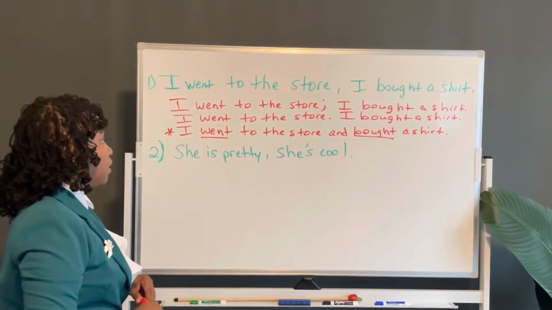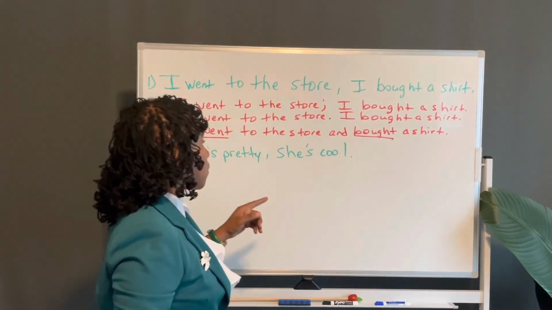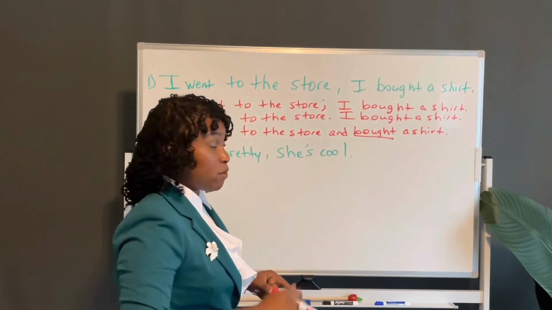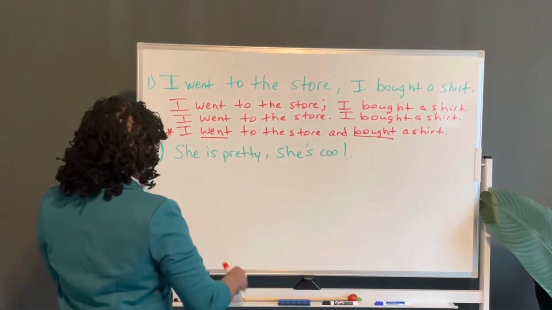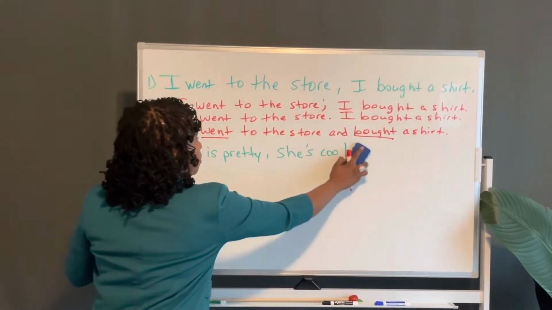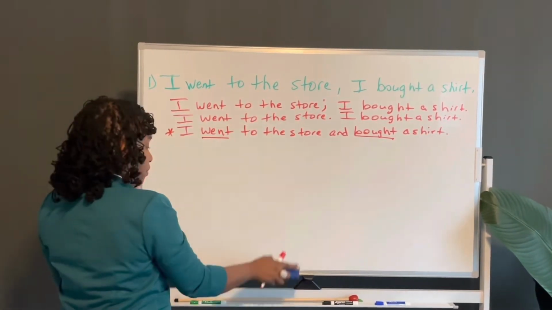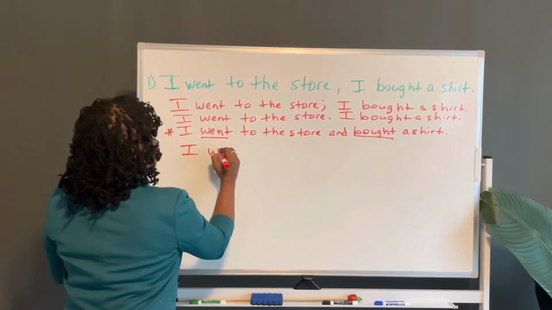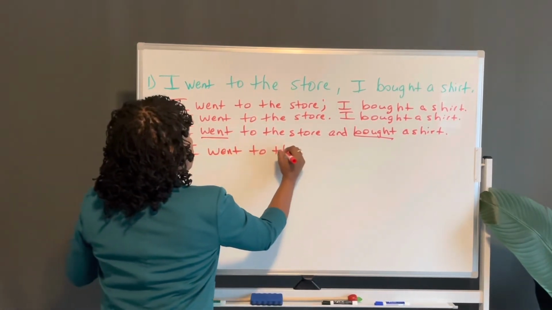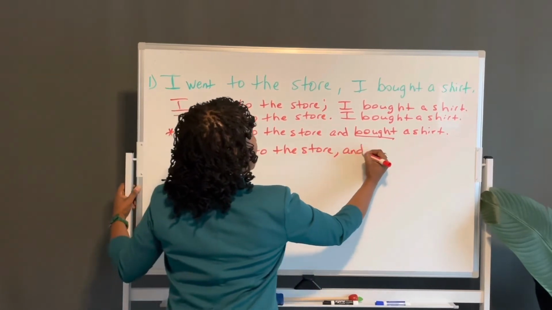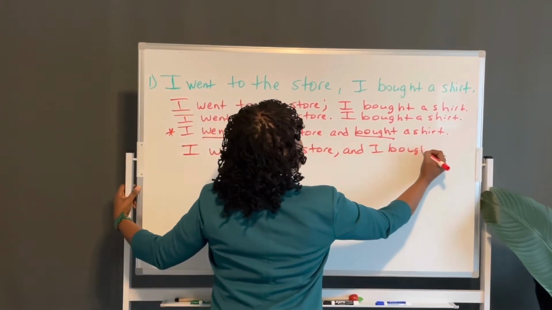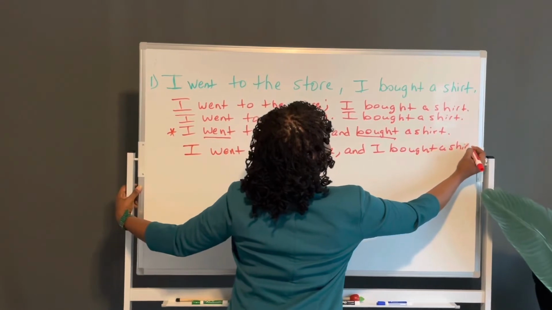Okay, and you can also say, I went to the store and I bought a shirt. Now, if you want to go back and add the subject I, let me erase this because I'm running out of room. So I'm going to erase this and rewrite it later. I'm going to put, I went to the store, comma, and I bought a shirt.